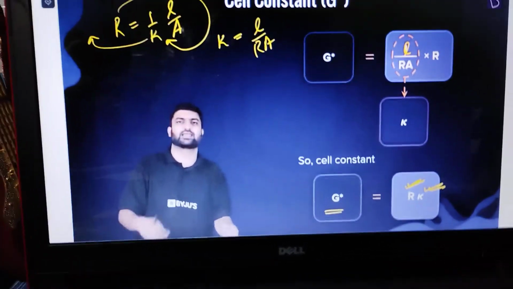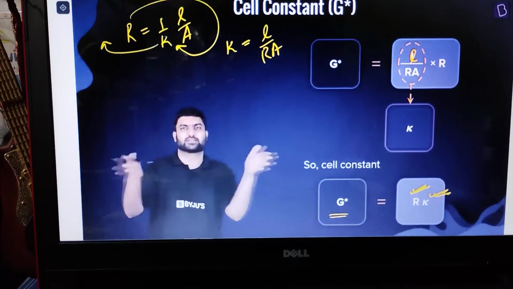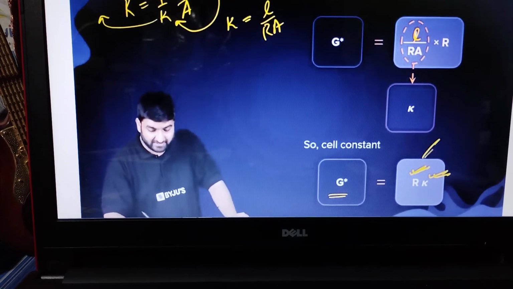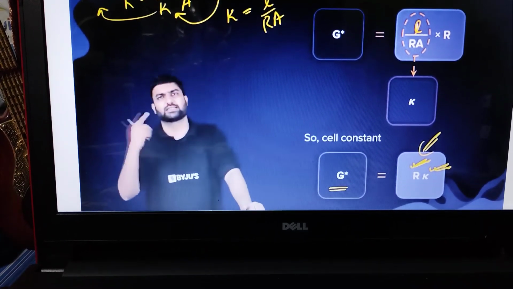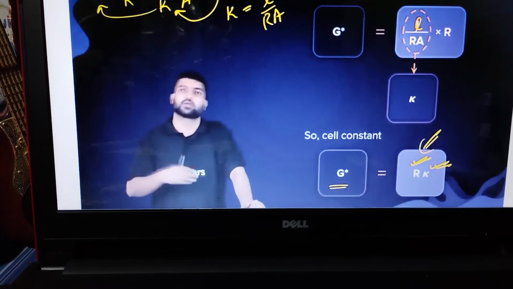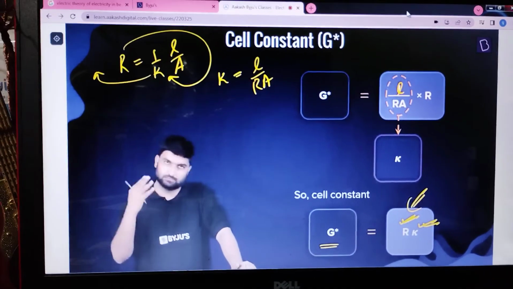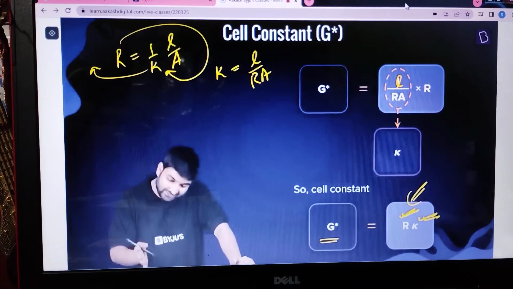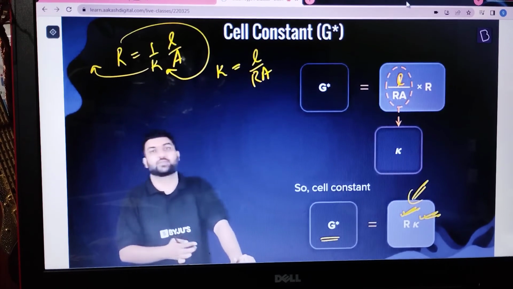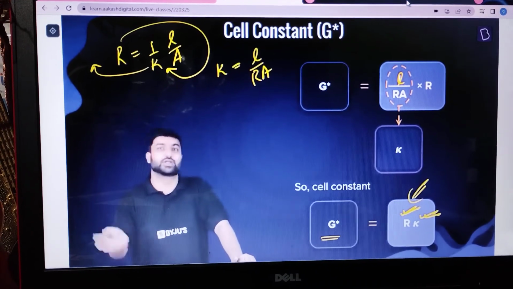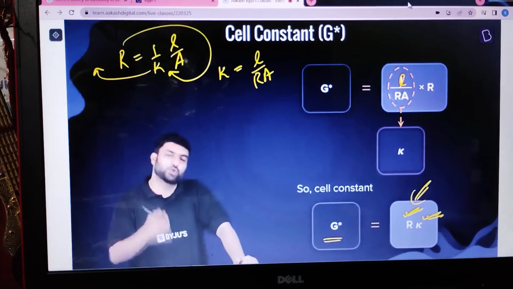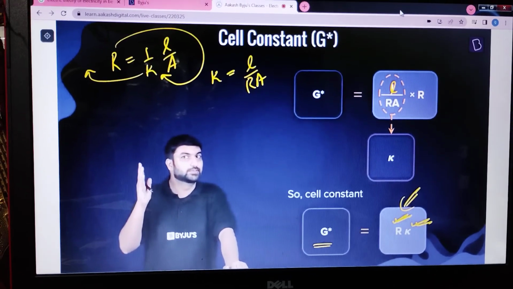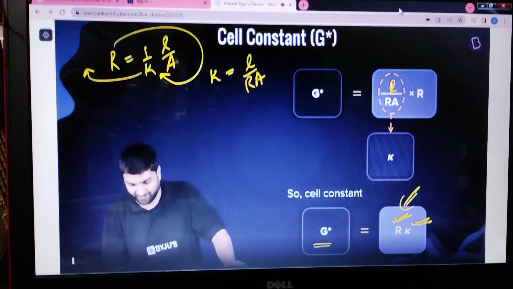So what we can do is, if you know the cell constant, well, you can easily measure that in the laboratory: it's the cross-section area of the electrodes and the distance separating them. That is very easily measurable. Then resistance also can be measured. You know you're passing a certain current, you have an ammeter, and you know a certain voltage is there. That also is measurable. So using those two, resistance can be measured. If resistance can be measured, and cell constant can be measured, then the value of conductivity can also be measured.